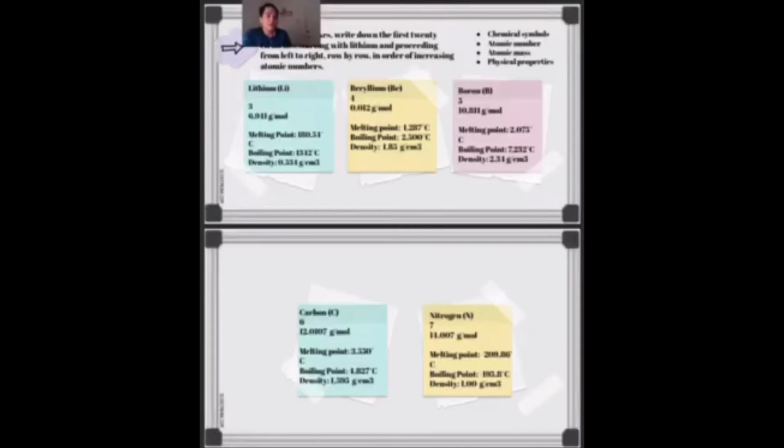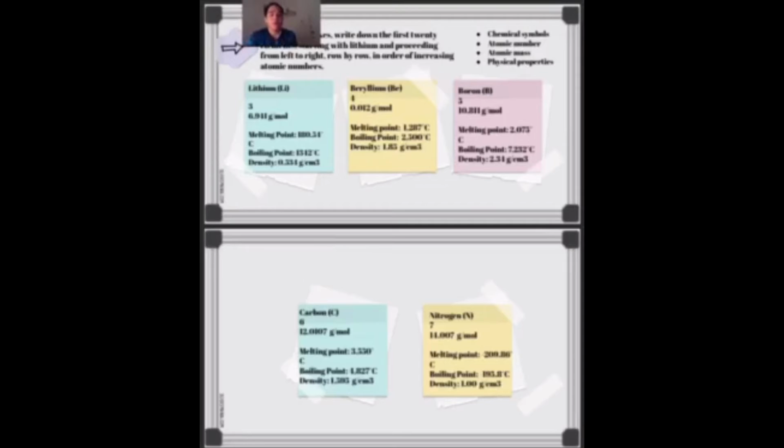In the empty boxes, write down the first 20 elements starting with lithium, proceeding from left to right, row by row in order of increasing atomic numbers. Chemical symbols, atomic number, atomic mass, and physical properties.